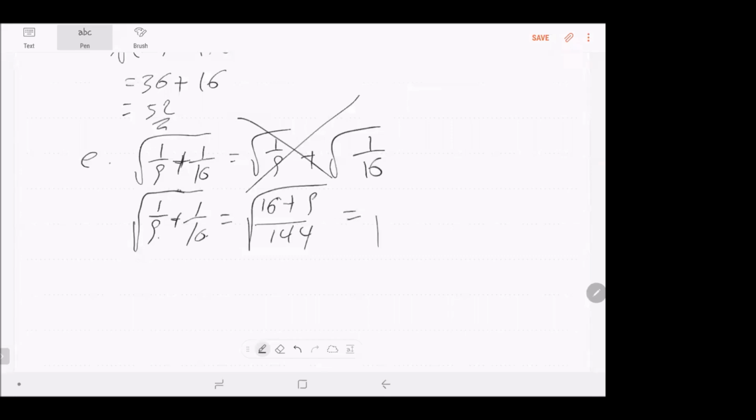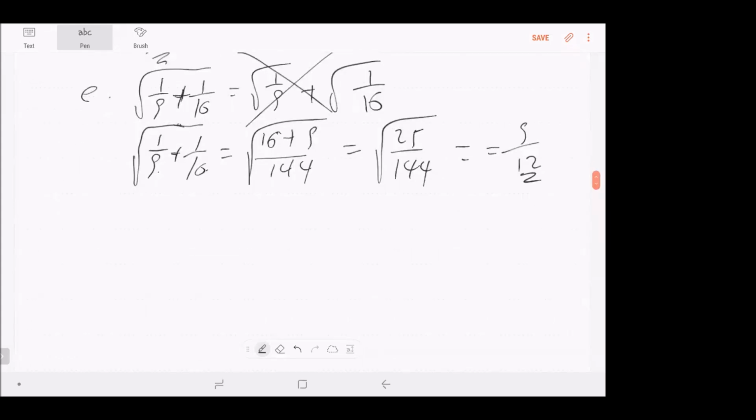Which is equal to the square root of 25 over 144. So 25 is a perfect square, 144 is a perfect square. So the result is 5/12. So this is the way we did this question. Okay, number 4.